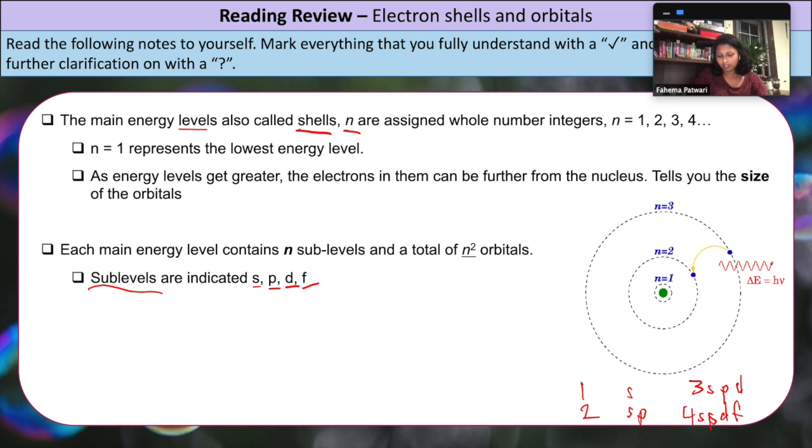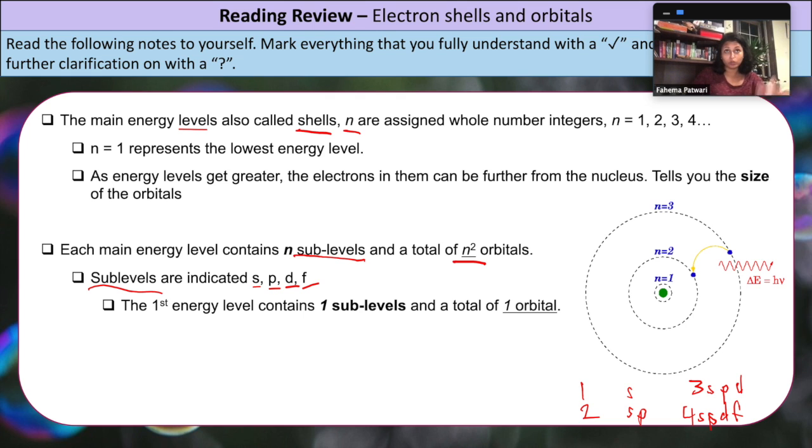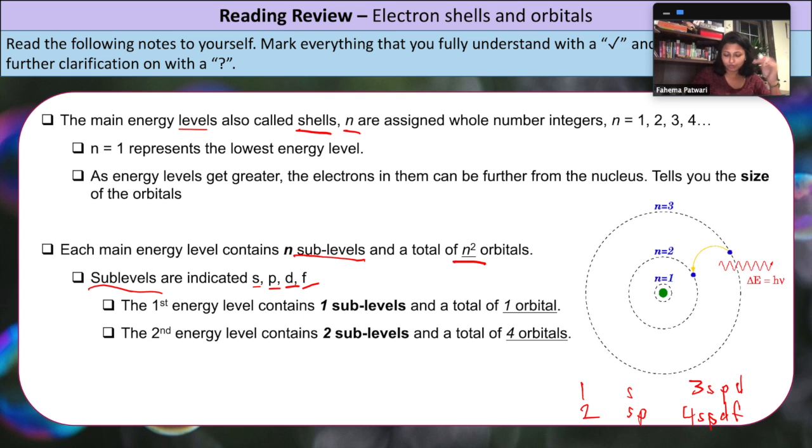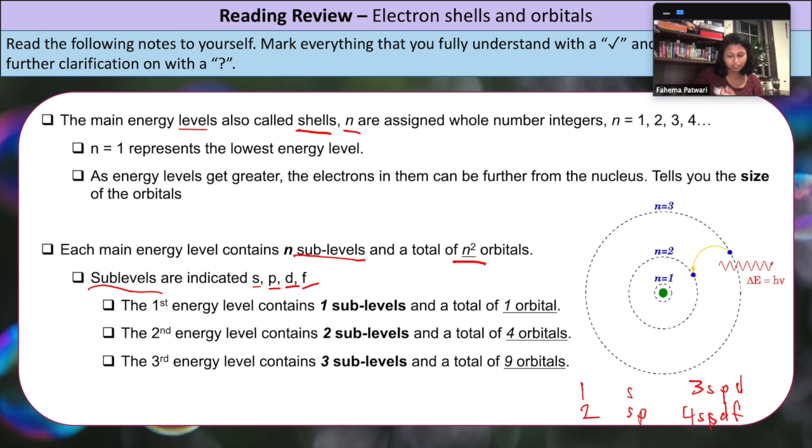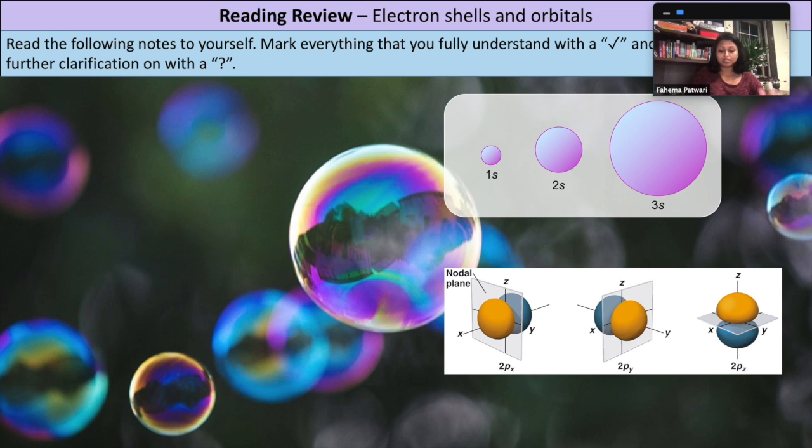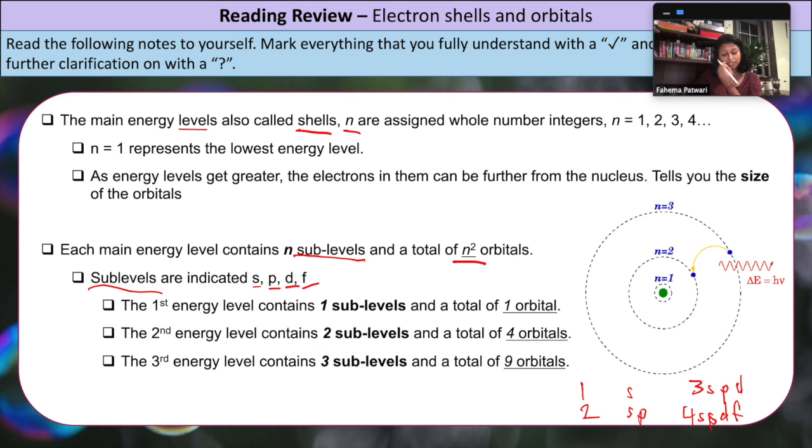Whatever your energy level is, that's how many sublevels you have. And in each energy level, you have a certain number of orbitals. Energy level 1 has 1 squared orbitals, so 1. Energy level 2 has 4 orbitals, since 2 squared is 4. Energy level 3 has, you guessed it, 9 orbitals. And the fourth energy level would have 16 orbitals. So that's already a lot of terminology. You have your energy levels, you have your sublevels, and in those sublevels, you have orbitals.